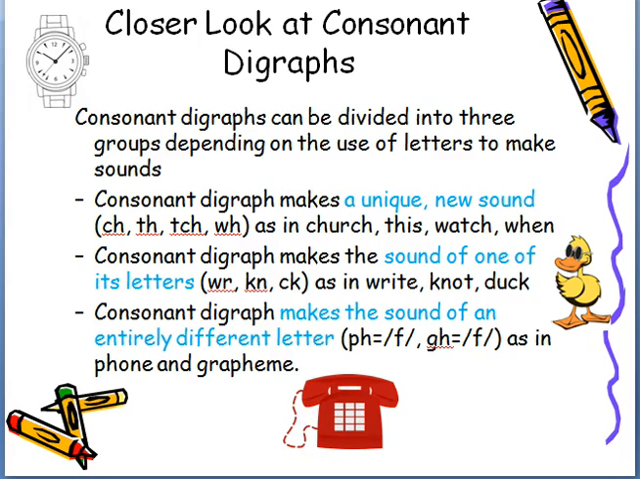The third type of digraph involves two letters that make an entirely different consonant sound than any letter used to represent that sound. What young reader would ever guess that ph makes the f sound in phone, or that gh also makes the f sound, as in graph? Information on this slide will be very helpful when completing the alphabetic survey test.